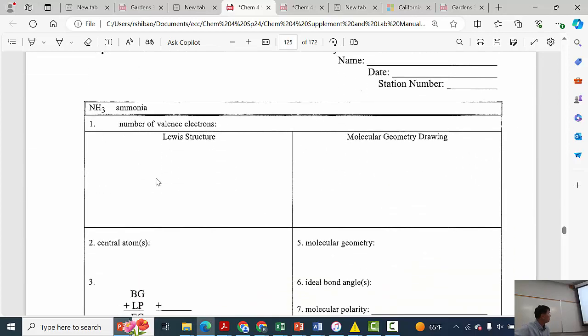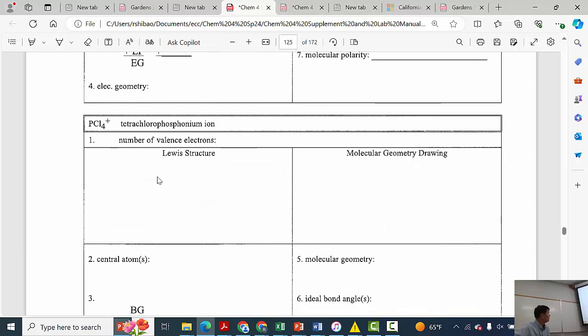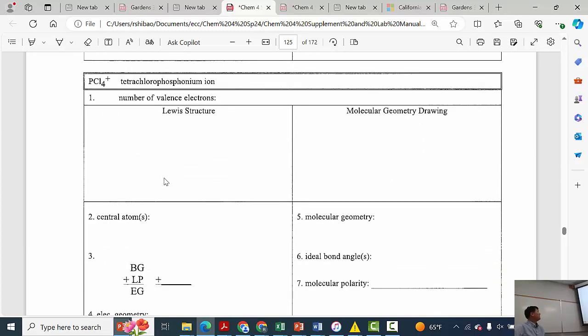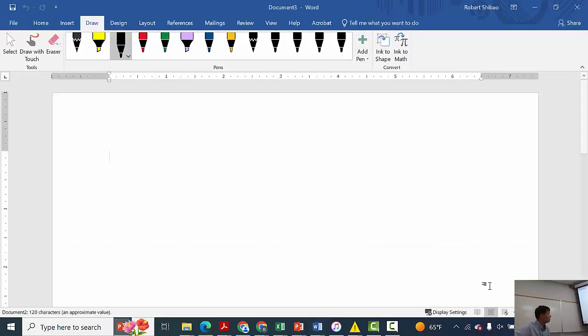So we did ammonia. Okay, the next one we're going to do is PCl4+. You don't need to know the name for this. It's a polyatomic cation.